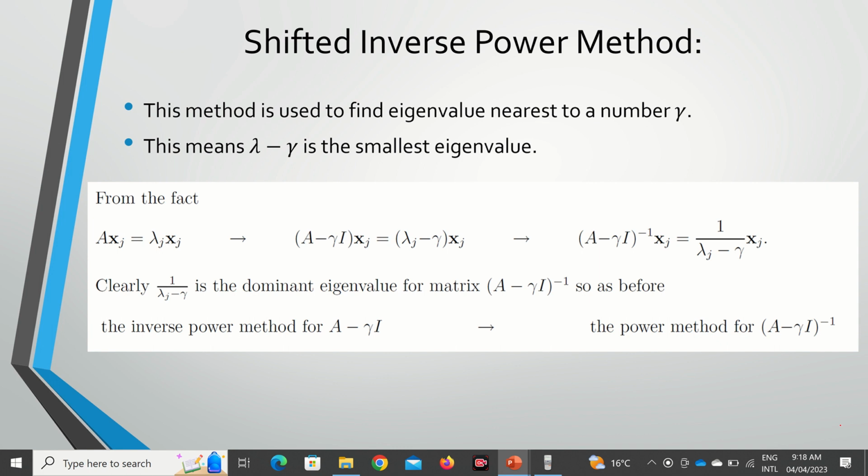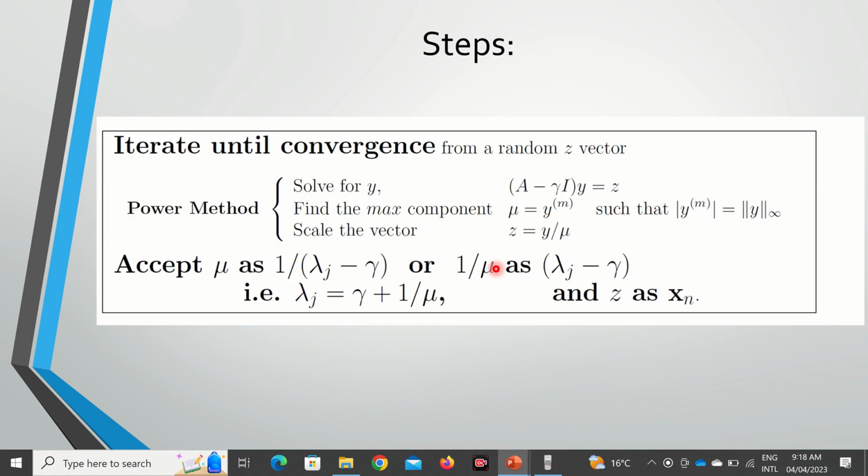You see A xj is equal to lambda j xj, which is the eigenvalue close to a number gamma. Then we have this setup, as I explained earlier, subtracting gamma xj on both sides. And then we have this one, which is the largest eigenvalue of this inverse. These are the same steps as in the power method. The only difference is you will be multiplying with B inverse now. At the end, we take this largest eigenvalue, its reciprocal gives you the smallest eigenvalue, and then you add gamma to it to get an eigenvalue close to gamma.